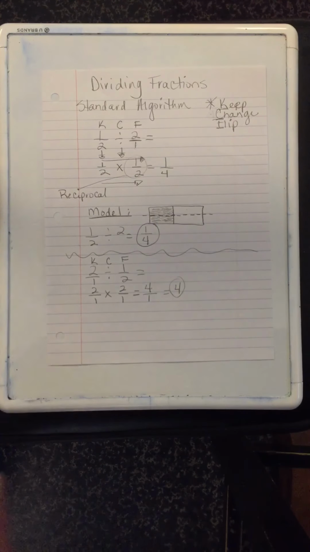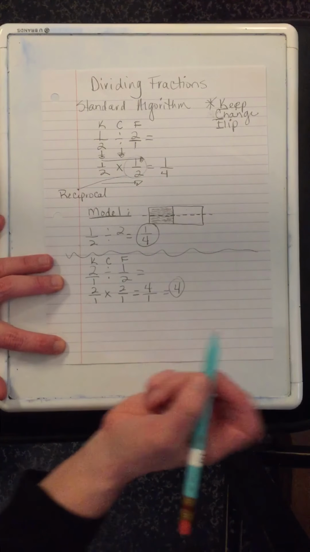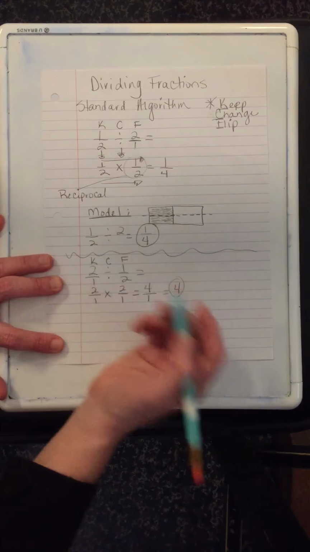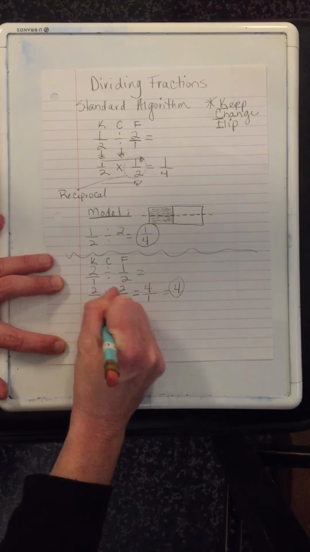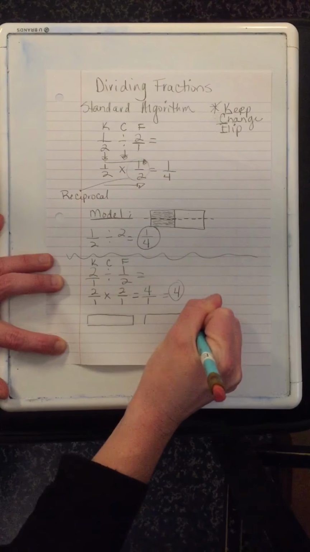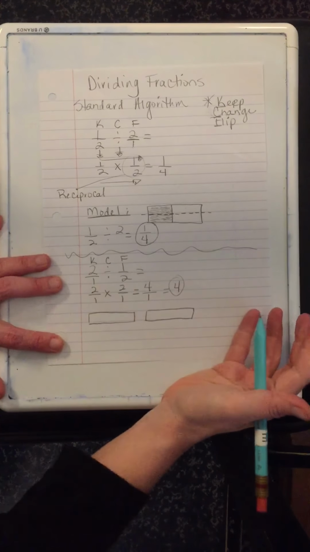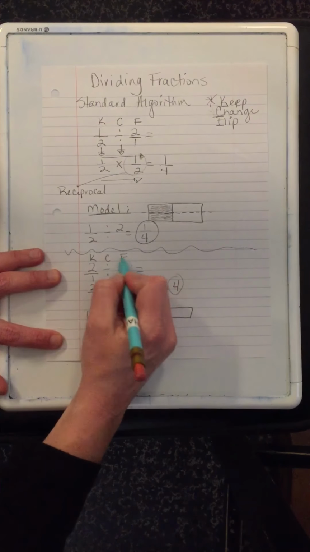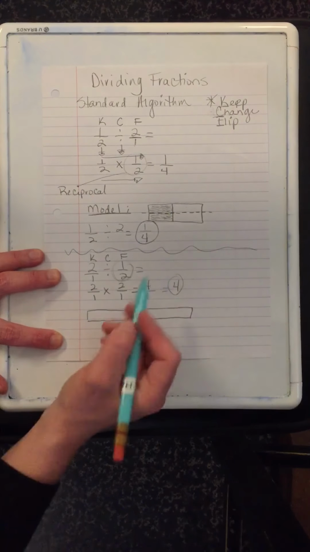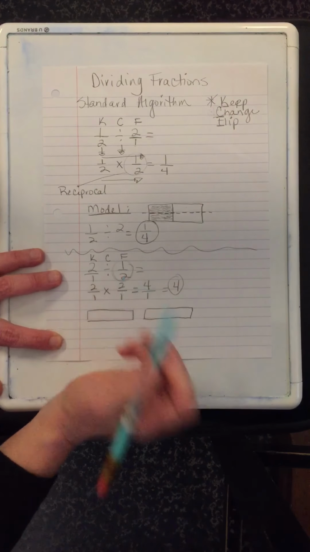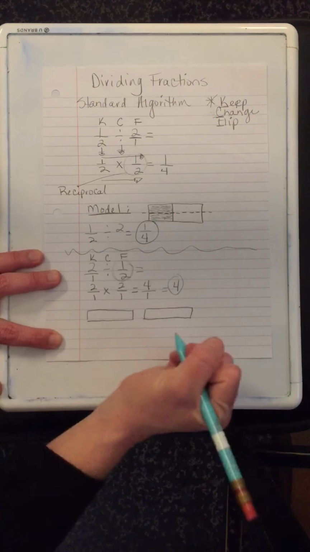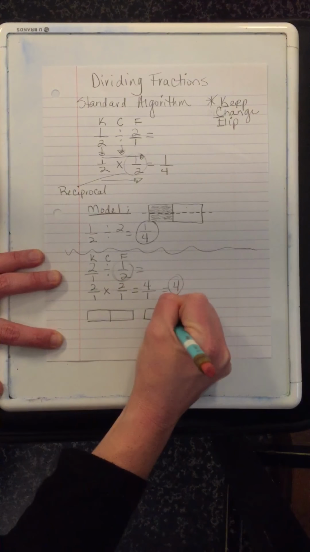So now let's represent that one using a model. So we start off with what? We started with 2 as a whole number. So how many wholes are we going to create? That is correct. We're going to create 2. And how many pieces are we going to cut that whole into? Our denominator always tells us how many pieces we're going to cut this into. So we're going to cut each whole into 2 pieces.